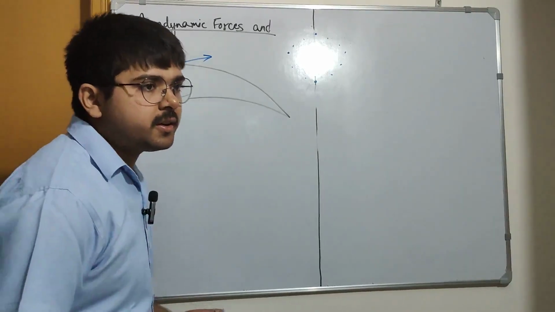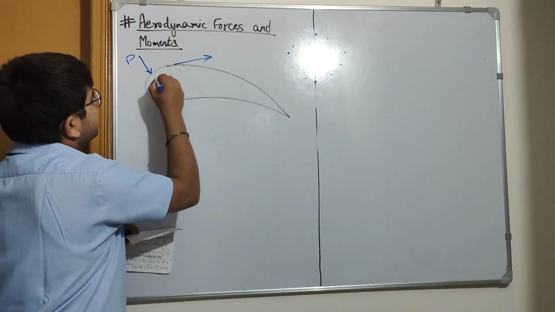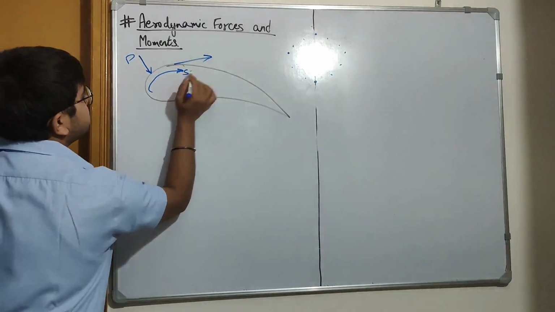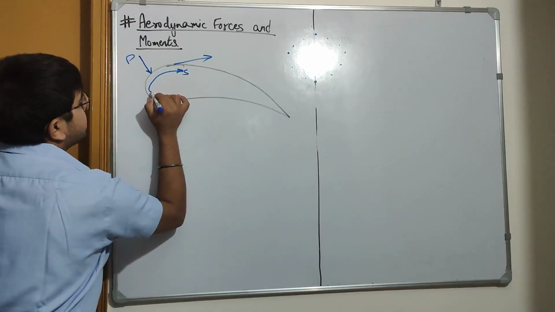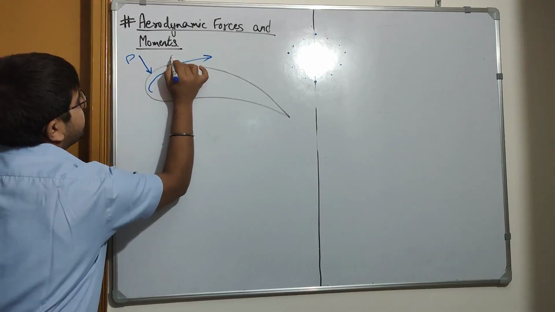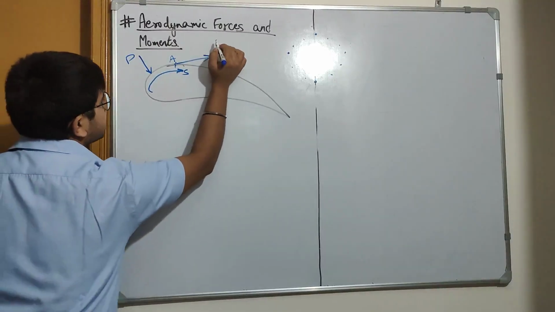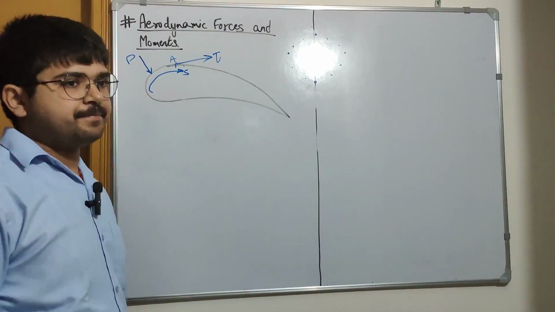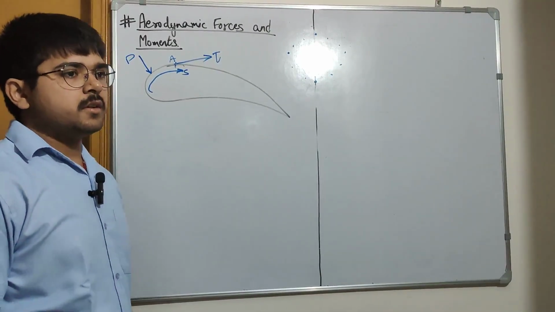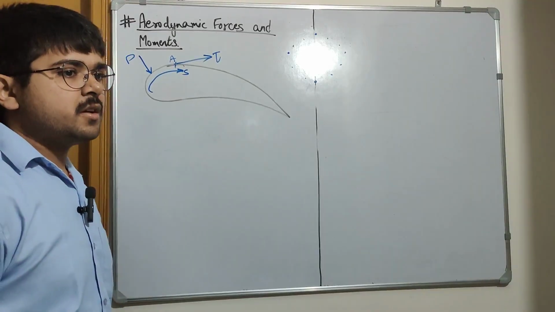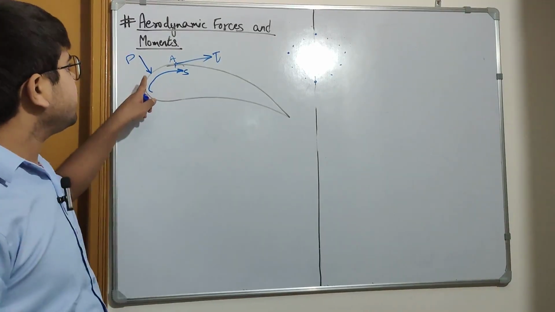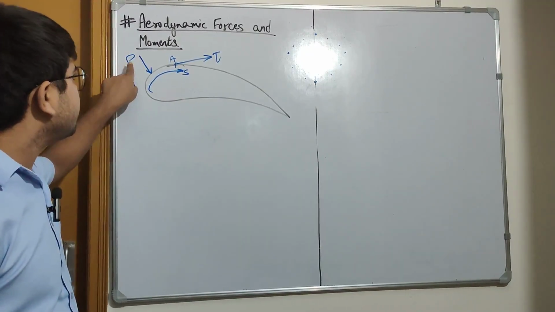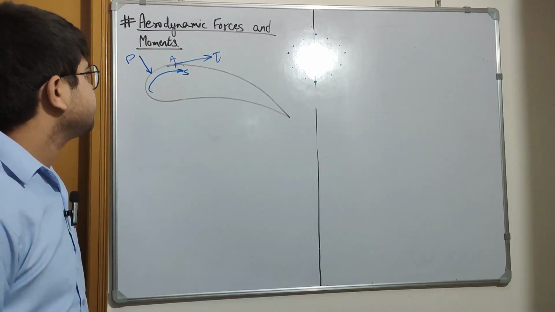And I'll tell you about this thing. There's a thing like S. This S denotes the location of any arbitrary point A, and this is shear stress. After that, we now know that there are two forces acting on the airfoil, that are pressure and shear stress.